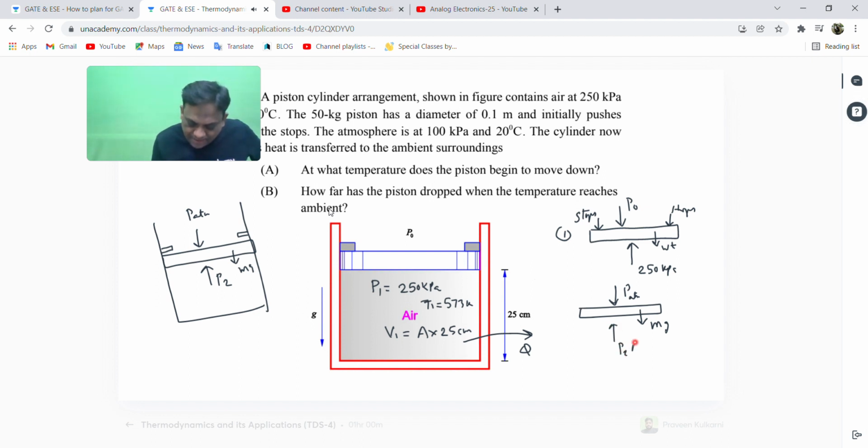If you are balancing forces, let P2 be the final pressure. So balancing forces into area, wonderful, my dear students, into area. So what will happen? P atm. Are all of you getting it?